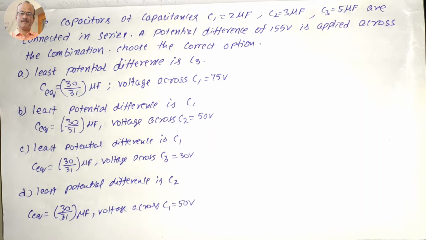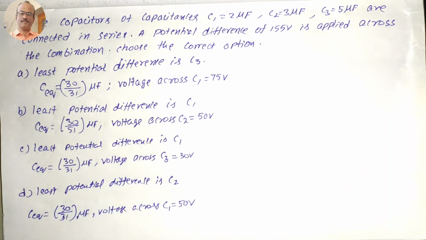Now the question number 21. Three capacitors of capacitances C1 is equal to 2 microfarads, C2 is equal to 3 microfarads, C3 is equal to 5 microfarads are connected in series. A potential difference of 155 volts is applied across the combination. Choose the correct statement. So here A, B, C, D are the correct statements given, but out of all these ones the common point is least potential and C equivalent.